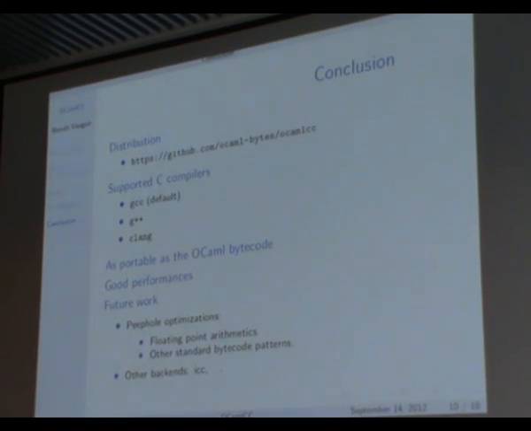In future work, we want to perform some other optimizations, like the optimizations currently performed by OCamlOpt or OCamlJIT2, like peephole optimizations and floating point arithmetic or this kind of thing. And we want to try other C compilers like the Intel C compiler. That's all. Thank you.